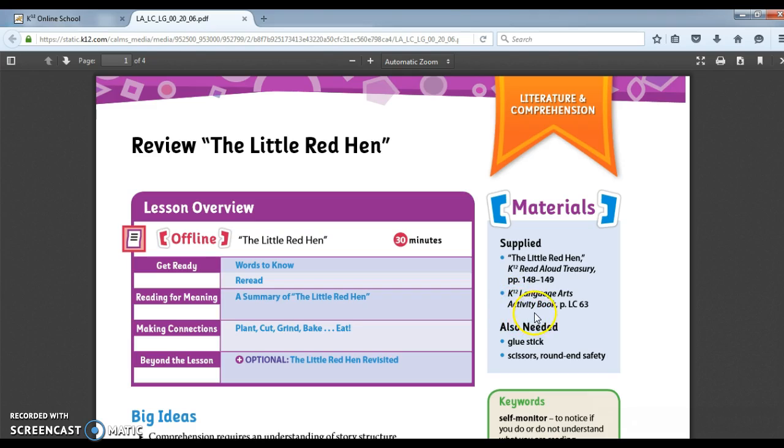You will also need your K-12 Language Arts activity book. We're going to be doing page 63. You will also need a glue stick, some scissors, and construction paper.